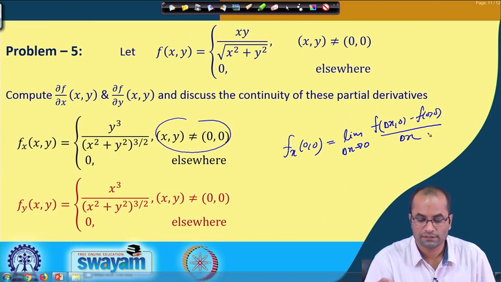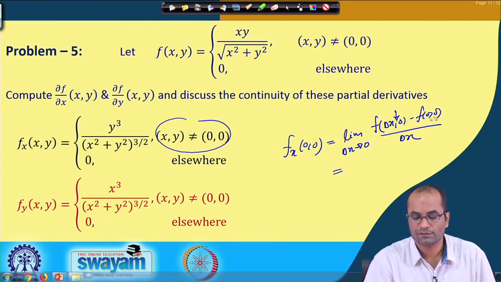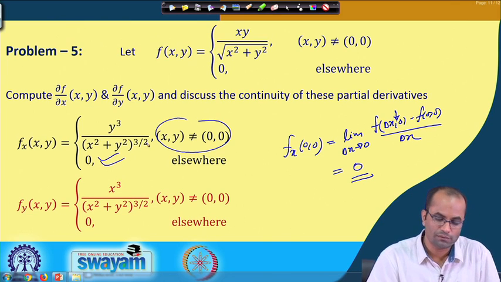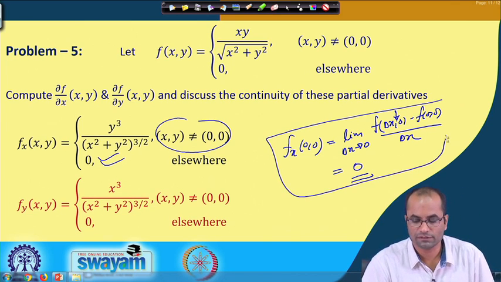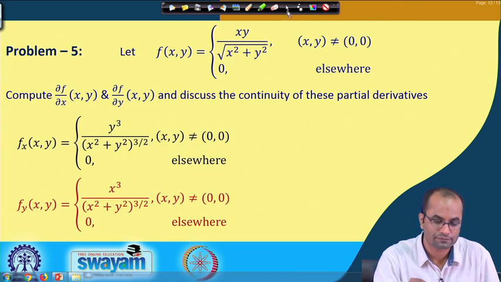So, as delta x goes to 0, we have f(delta x, 0) minus f(0,0) divided by delta x. So, f(0,0) is 0, and here if one of the arguments is 0, this function will become 0, and so we will have 0 minus 0 over delta x. So, this will become 0. Therefore, we have to use this fundamental definition to get the partial derivative at 0. So, here also we get 0, and now moving next.